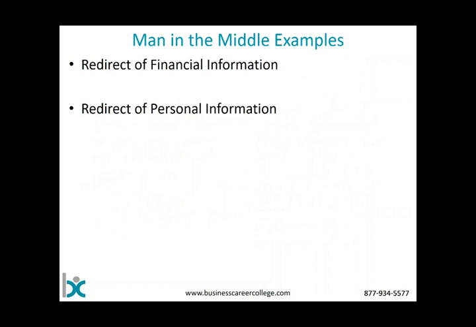So for this specific set of examples, I'm going to talk about a redirect of financial information, and then I'm going to talk about a redirect of personal password information. Both of these are fictitious examples. I'll use our business as an example of how it could happen, but we've put measures in place to reduce the likelihood of this. In terms of financial information, what you could see is if you went to the Business Career College website to purchase something, and our website didn't have a secure encryption in place, when we redirect you to our payment portal in PayPal, then that's a place where a man-in-the-middle attack could happen.